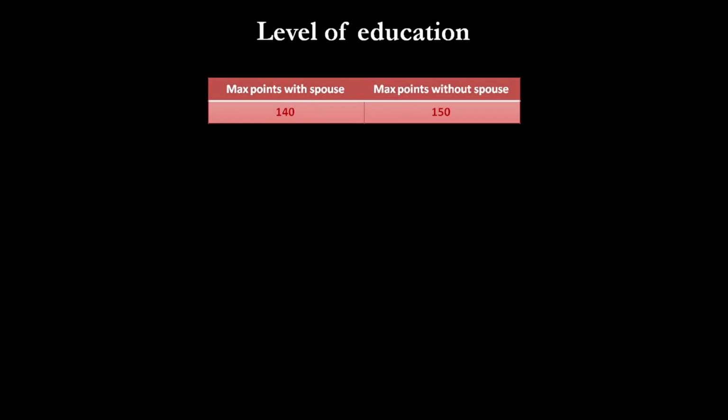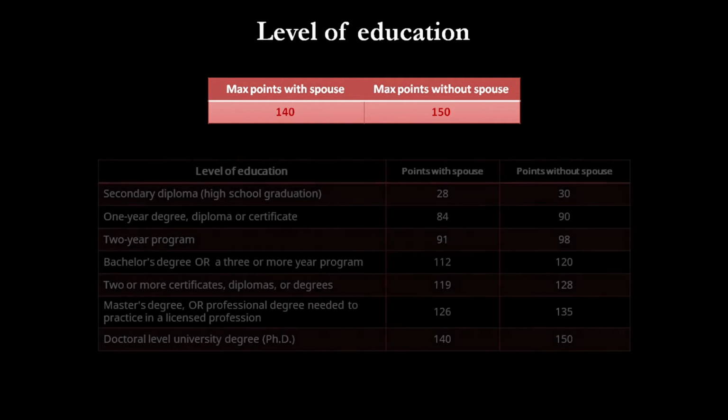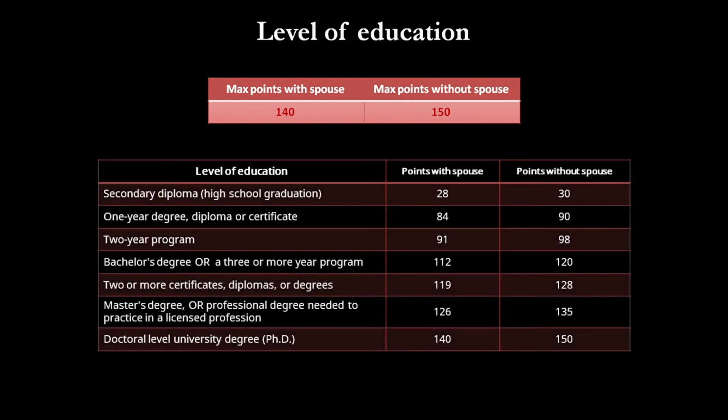Moving on, your level of education. It is pretty obvious that you get the maximum points of 140 with spouse or 150 without spouse when you have a higher level of education. That is, if you have a PhD, you get the maximum points, and with a master's you get 126 with spouse and 135 without spouse. And if you have a bachelor's degree alone, you might be getting only 112 and 120 respectively. So the higher your level of education, the higher the points you obtain.